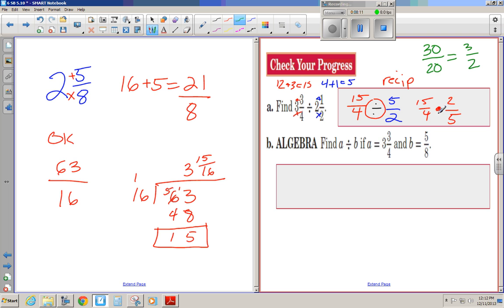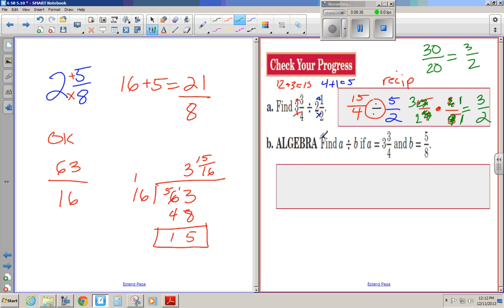Or you could say to yourself that 5 goes into 5 once and 15 goes into 5 3 times. You could say that 2 goes into 2 once and that 2 goes into 4 twice, which still gives us the solution of 3/2. So you get to decide which way you like better.